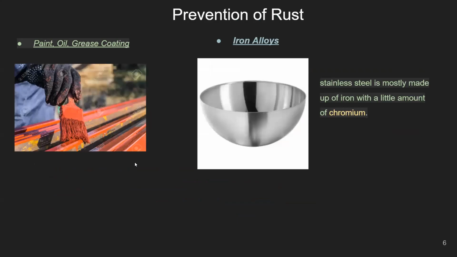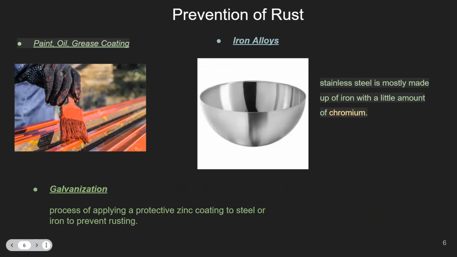Of course, there is prevention of rusting or corrosion. That is the first prevention: we can use paint, oil, or grease coating on the metal surface. We can use alloys, for example iron alloys. Stainless steel is one of the alloys where chromium is mixed to prevent rusting. The third process is galvanization. Galvanization is a process of applying a protective zinc coating to steel or iron to prevent rusting. So we can use zinc as a protecting layer on steel or iron to prevent rusting or corrosion.